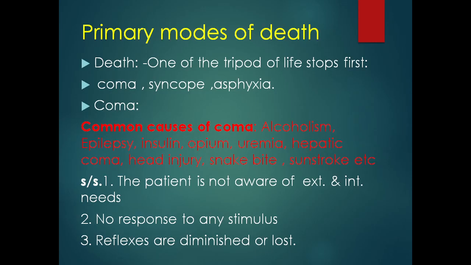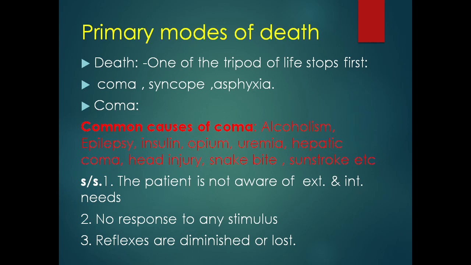Now, coming to the primary modes of death. You just remember the difference between the modes of death and the manners of death. Coma, syncope and asphyxia are the modes of death, and suicide, homicide, accident are the manners of death. So, remember this. Primary modes of death are defined because one of the tripod of life should stop first. There are three systems, the tripod of life: brain, heart, lungs. Whichever system stops first will be the mode of death. So, modes of death are coma, syncope and asphyxia.